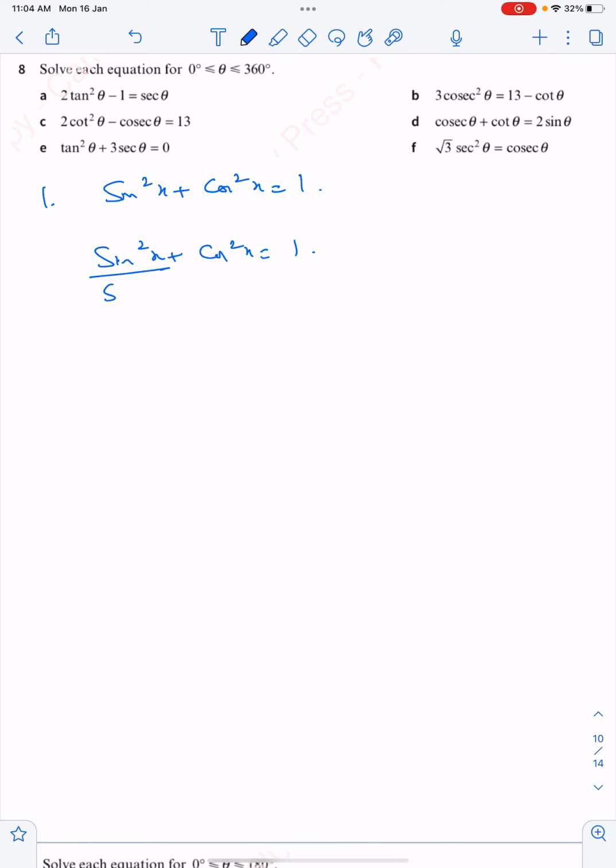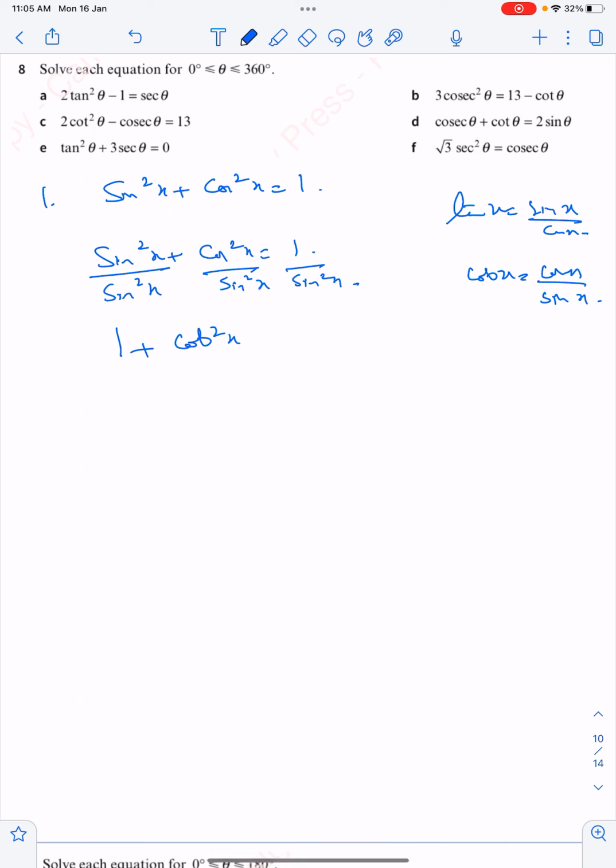If I divide by sine square x, I will get 1 plus cot square x, because tan x is equal to sine x upon cos x, so cot x is going to be cos x upon sine x. If cot x is cos x upon sine x, cot square x is going to be cos square x upon sine square x, equals cosec square x. This is the second identity. So you have to remember that 1 plus cot square x equals cosec square x. You call this the second identity.